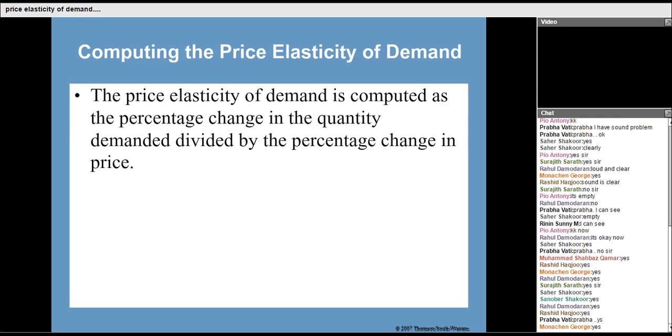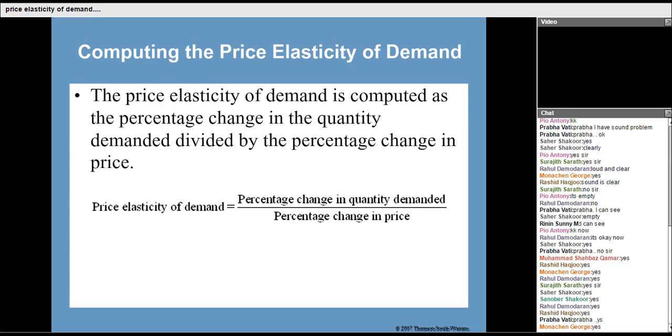Now see, let's go to the next slide. Any problem, just let me know, please. See, what he's saying is that here is the formula. Price elasticity of demand is simple: percentage change in the quantity demanded. So first of all, you have to find out the percentage change. Suppose in the market there were 1,000 pieces demanded of any commodity, and you change the price, suppose you lower the price, and 2,000 pieces are demanded. It means the quantity demanded has gone up by 100%. Is it clear?